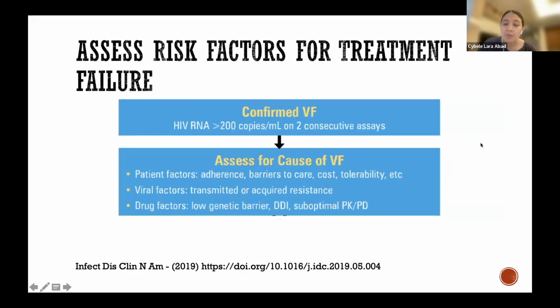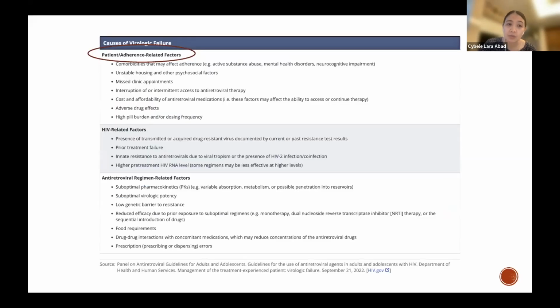Now, remember that before you switch him, you really have to go back to the causes of his virological failure, because even if we change his regimen, if he still does not adhere to his new regimen, then he will again be at risk for virological failure in the future. So you really have to assess and talk to him about the importance of taking his medications on a daily basis in order to avoid virological failure. And in table format, this is what you want to go through with him.